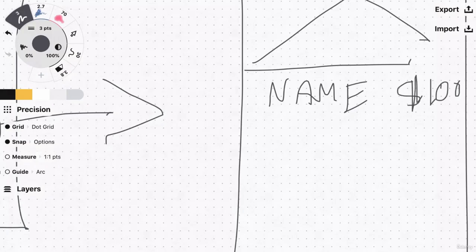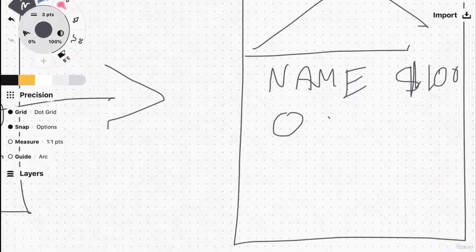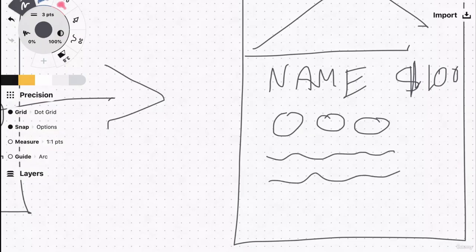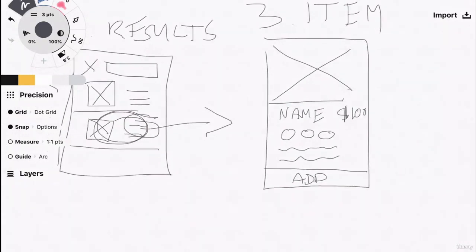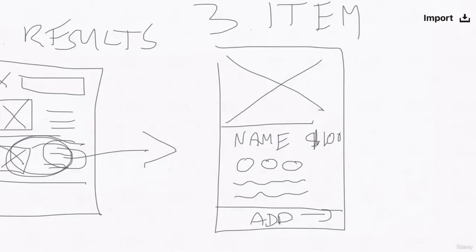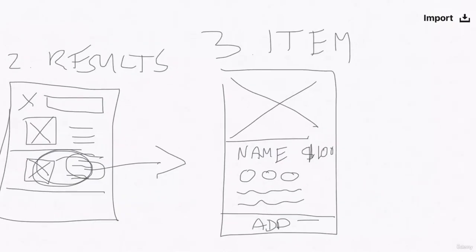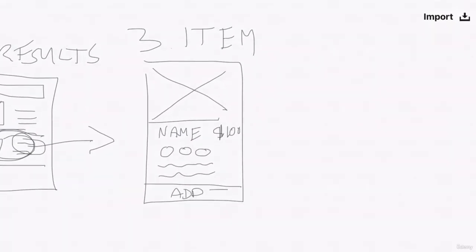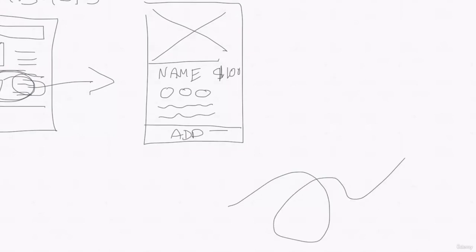Price could be over here. There could be options to change color. I'm not sure exactly, but there's some text. And then maybe there's a button sticky to the bottom that says add to cart. Just double tap with two fingers in Concepts and you'll be able to go back. So if I go like this, double tap, perfect.